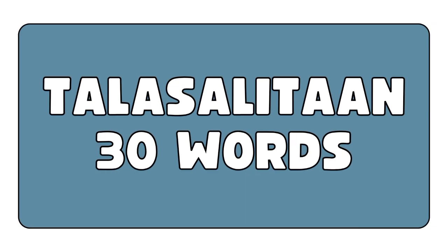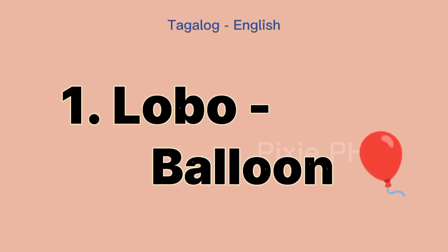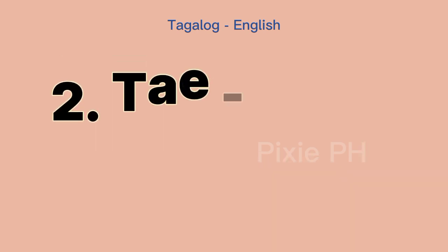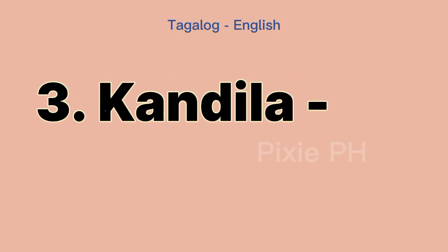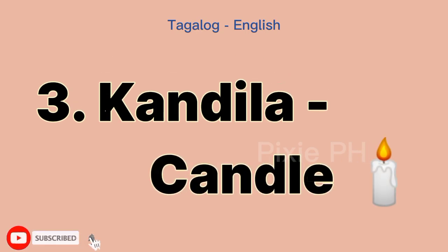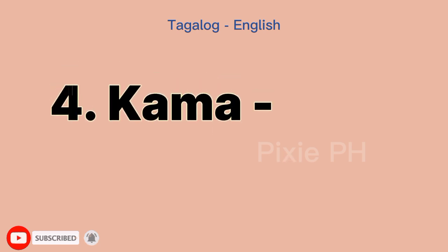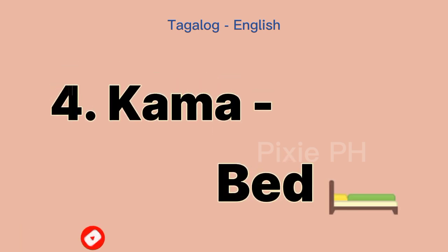Talasalitaan 30 words, Tagalog to English, Part 2. Number 1, lobo, or balloon in English. Number 2, tae, or poop in English. Number 3, candila, or candle in English. Number 4, cama, or bed in English.